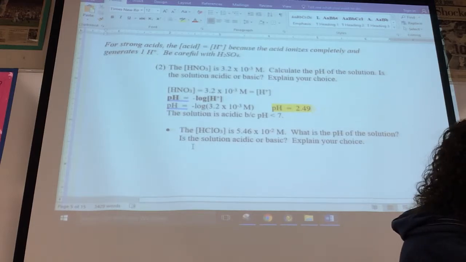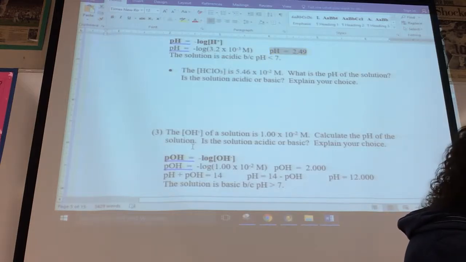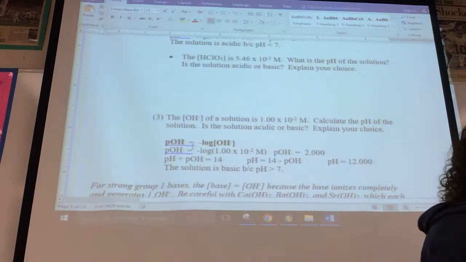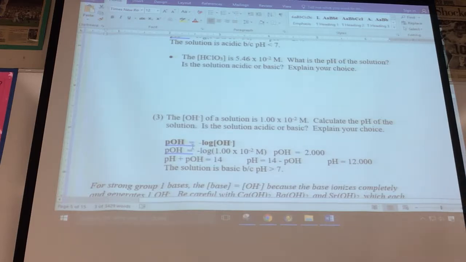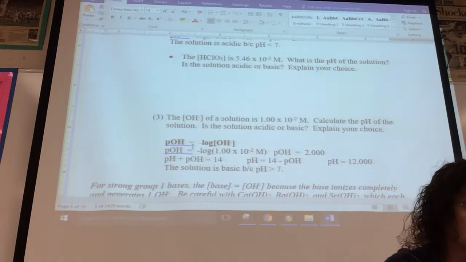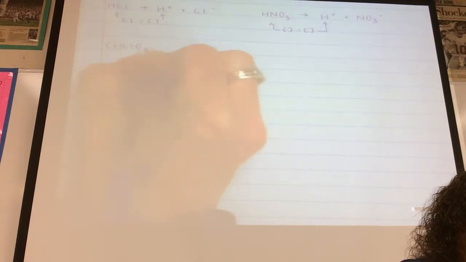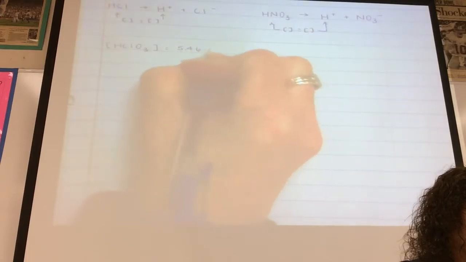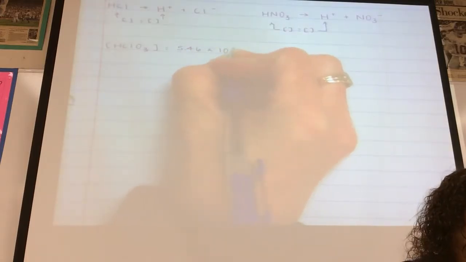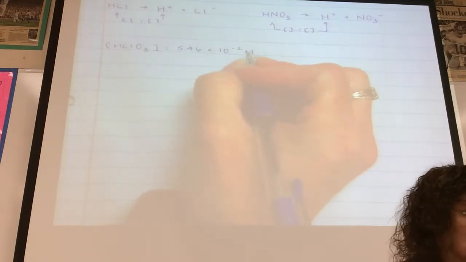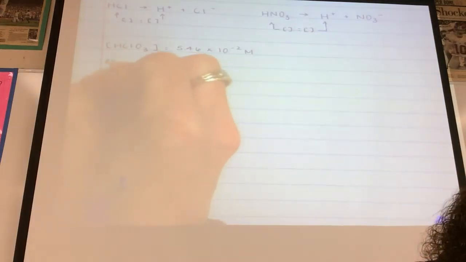All right, let's do this one together from scratch so that you can watch it. And you'll get a lot of practice with these, and your quiz will be focused in this area as well as the conjugates we talked about the other day. All right, so on this one, we're given the concentration of chloric acid, and that's 5.46 times 10 to the negative 2 molar. We want to know the pH of the solution.